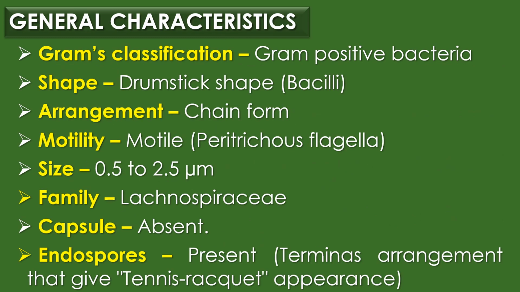General characteristics of Clostridium tetani. Clostridium tetani is a gram-positive drumstick-shaped bacillus arranged in chains and motile in nature due to the presence of peritrichous flagella, with a size ranging from 0.5 micrometer to 2.5 micrometer, and it belongs to the family Lachnospiraceae. Capsules are absent and the endospores are present with a terminal arrangement that gives a tennis racket appearance.